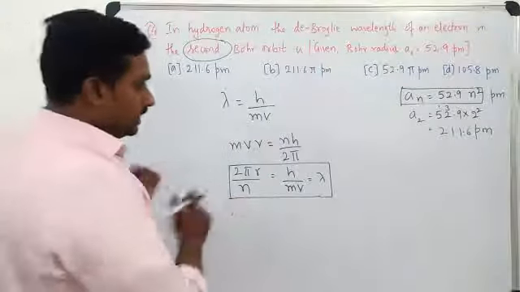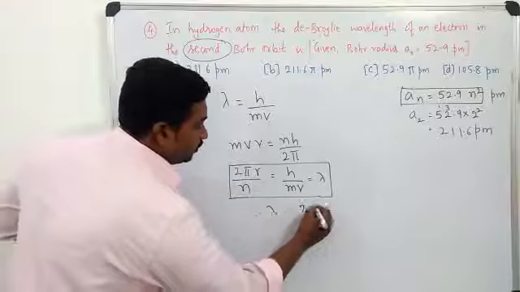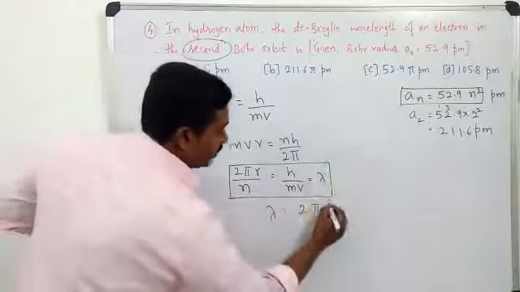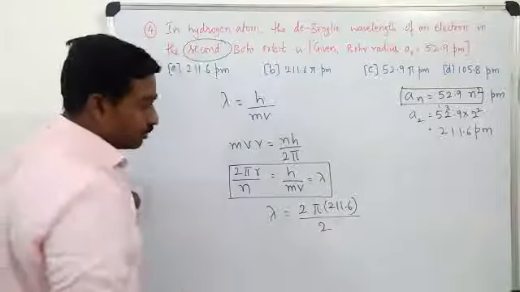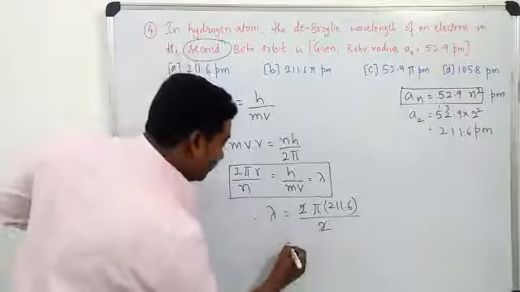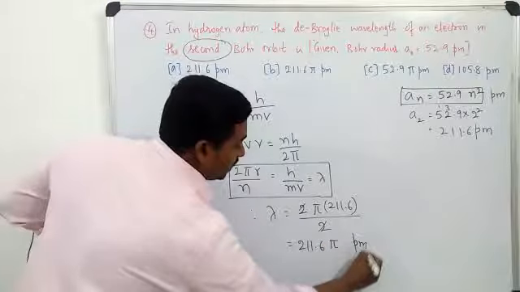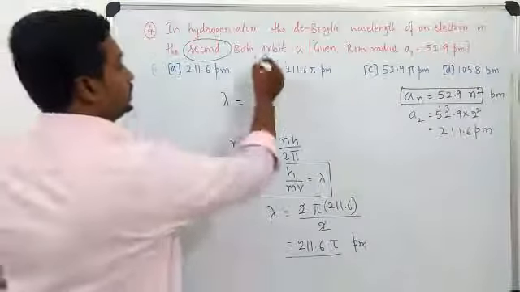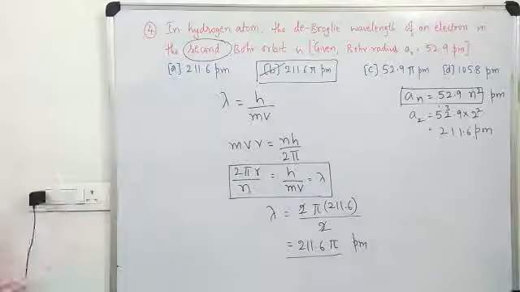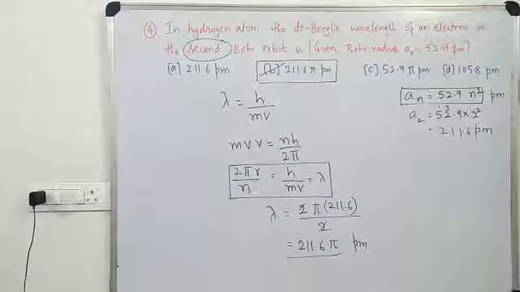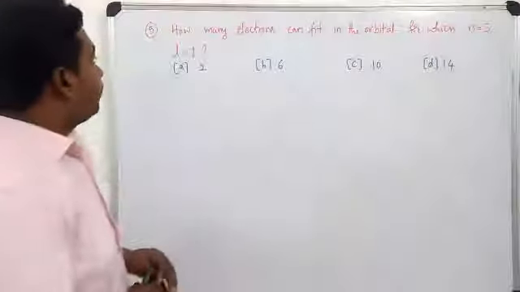Okay, now I will substitute everything here to get the value of lambda. Therefore, lambda is equal to 2 pi. R is 211.6 over n is 2, second orbit. So 2 got cancelled. My final answer is 211.6 pi picometer. This is in option B, 211.6 pi picometer. Now let's take question number 5.